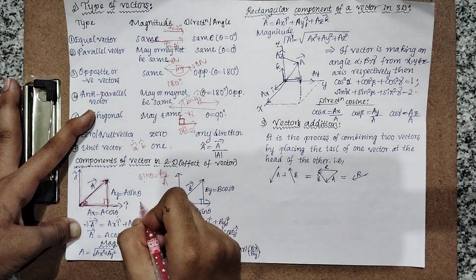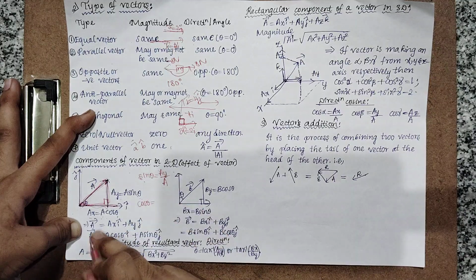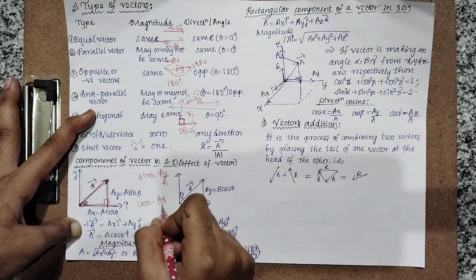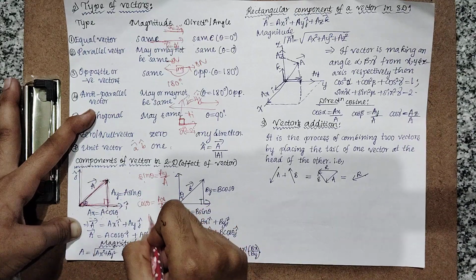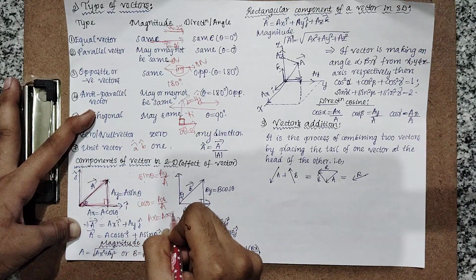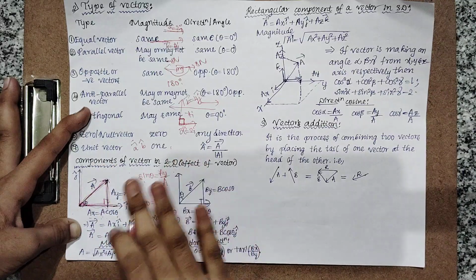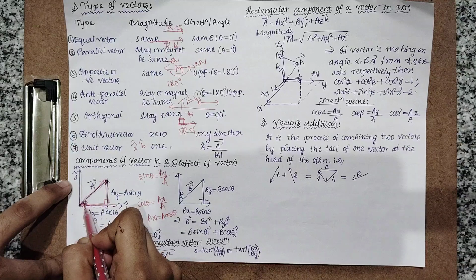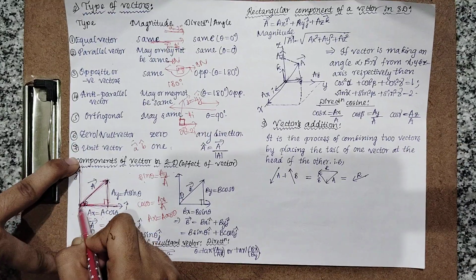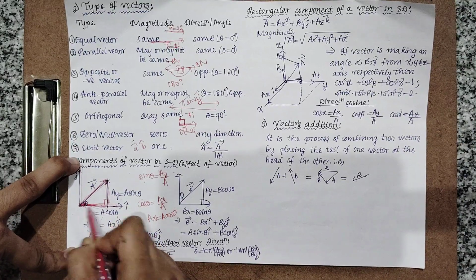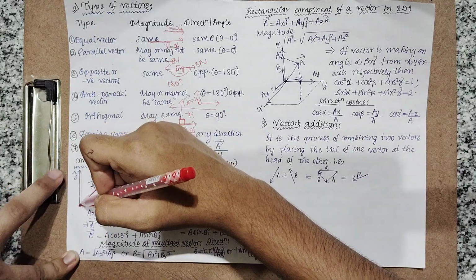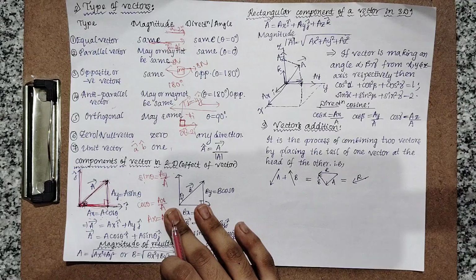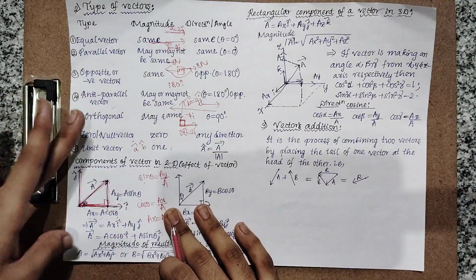Similarly, we know that cos theta equals adjacent by hypotenuse. Here the adjacent is ax and the hypotenuse is a. So ax is equal to a cos theta. In this way, you resolve the components. You can simply remember it like this: here theta is with respect to the x-axis, so this will be a cos theta, and the rest, this will be a sin theta. So ax is equal to a cos theta and ay is equal to a sin theta.